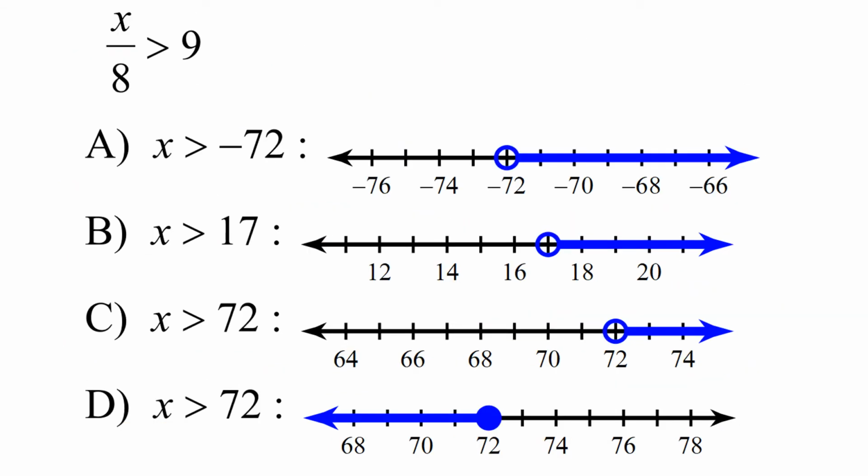All right, let's look at this one. This one means a number divided by 8 is greater than 9. Remember that fraction bar is always implying division. Okay, so what's our opposite of division? Well, we know to solve this, x has to be a number that is greater than whatever 9 times 8 is. Well, x has to be a number greater than 72.